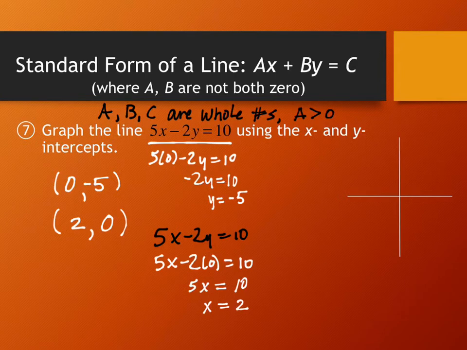0, -5. So 0 means I don't go left or right, anything, but I go down 5. So here's the first point. And then the second point is x is equal to 2 and y is equal to 0, which should be roughly here. So these are my 2 points that I would plot. And then I would connect them with the line.